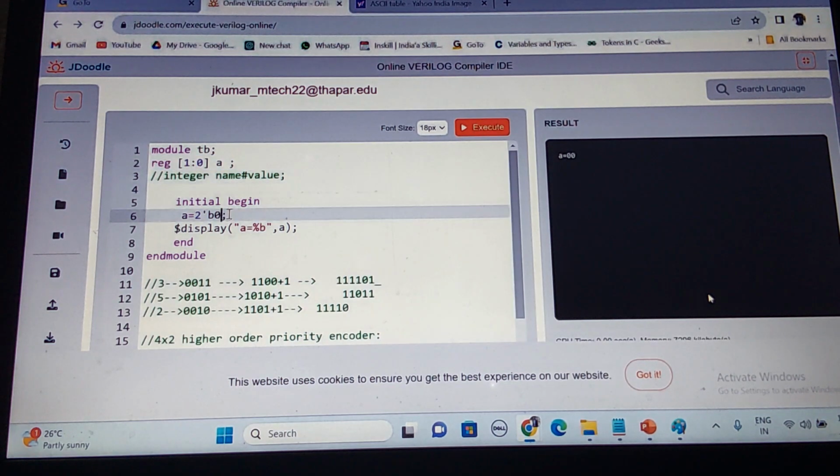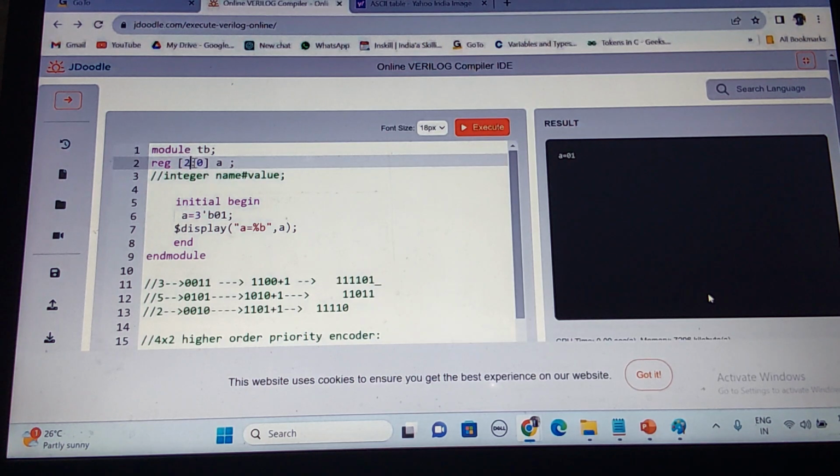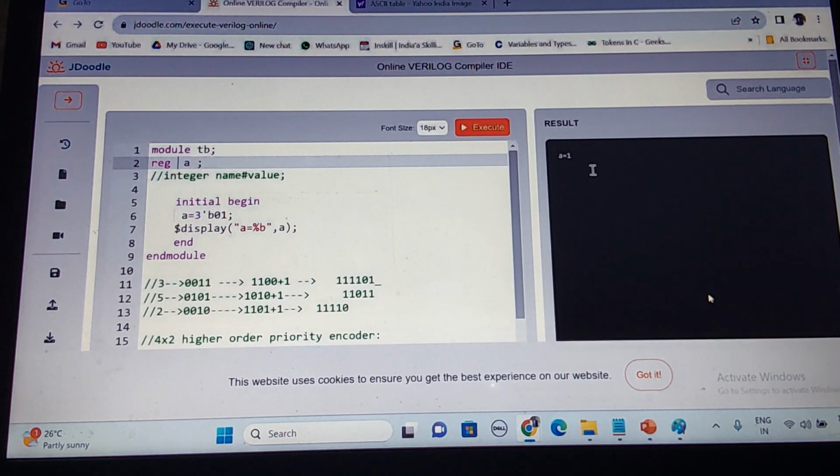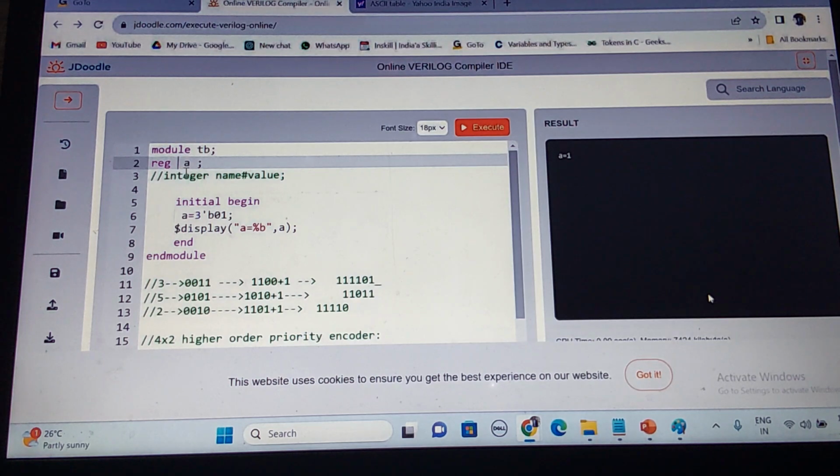Now I am giving what? 2'b01. Now my A is 0 1. If I am making the size 3, still it is 0 1. Why is it 0 1? Because my vector width is nothing but 2. Correct? If I am making this as [2:0], now it is storing as 0 0 1. Now simply if I give reg A, 3'b0 means it will store only 1 bit. If you are not representing the vector here, by default, that is a 1 bit scalar.